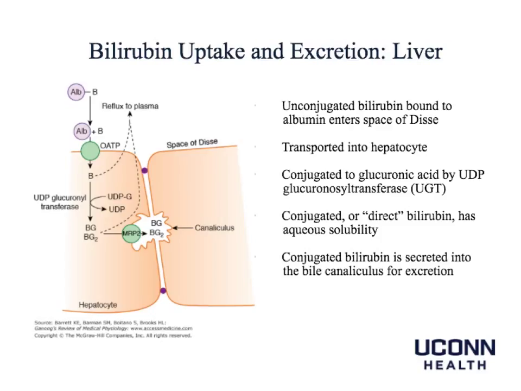Once in the hepatocyte, bilirubin is then conjugated to glucuronic acid by an enzyme called UDP glucuronosyltransferase, which can add either one or two glucuronic acid moieties to each bilirubin. This conjugated or direct bilirubin now has aqueous solubility and can be secreted into the bile canaliculus in order to be excreted. The transport protein is called multidrug resistance protein 2.